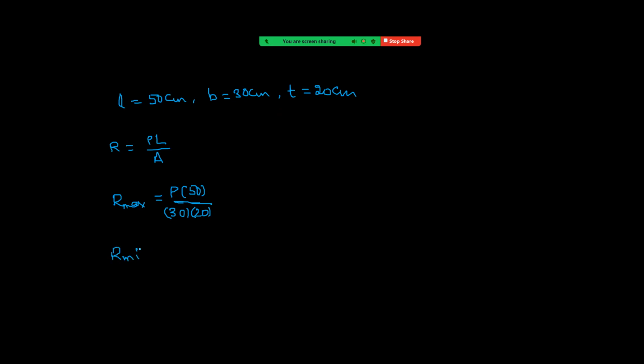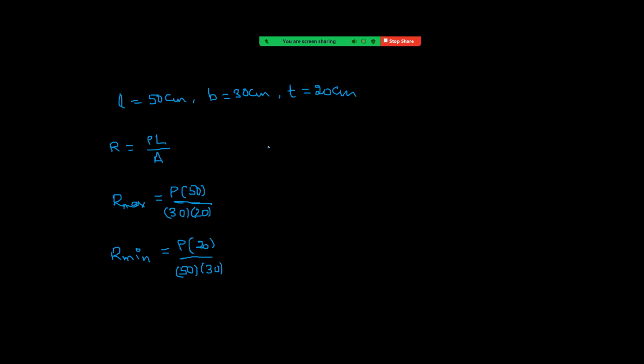Now we can see R minimum. It is minimum when L is minimum and A value maximum. So you can take current passing along thickness. If current passes along thickness, then see, length will be 20 and area will be 50 into 30, the maximum area. It is parallel to thickness, the current flow.